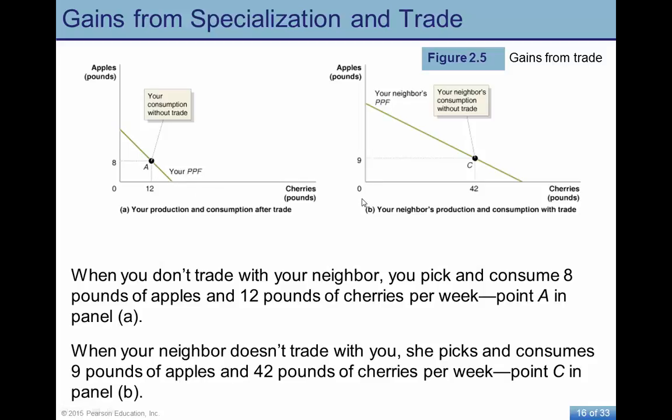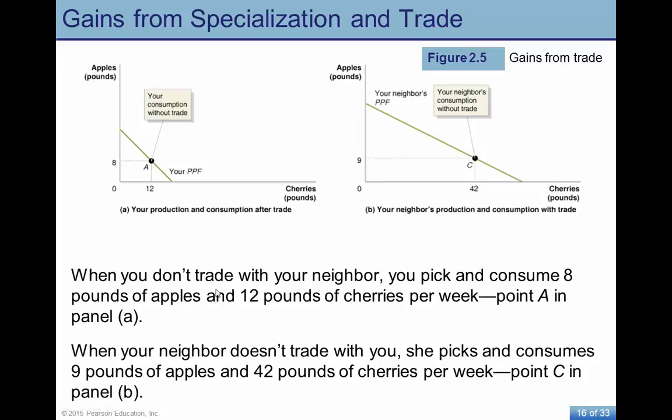And you can see, without trade, your neighbor also chooses combination C, where she can pick 9 pounds of apples and 42 pounds of cherries. And without trade, whatever she picks, 9 pounds of apples and 42 pounds of cherries, she will consume.